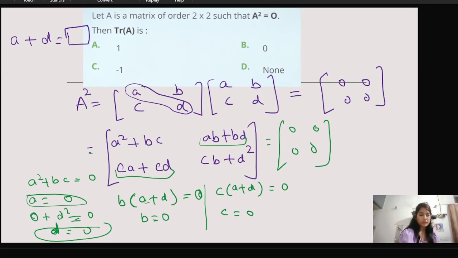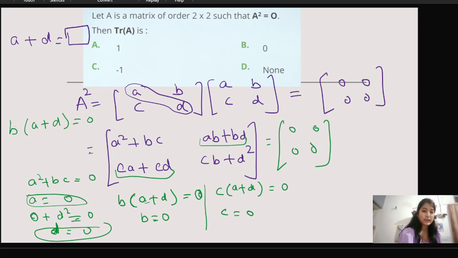Okay, this is the first case. If we suppose A is not equal to 0, then we get A equals 0 and D equals 0, right? The next case is simple. If we suppose B is not equal to 0, that means A plus D must be equal to 0, because here we are getting the result 0.